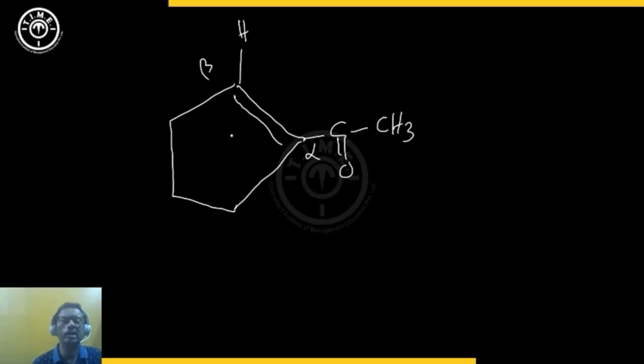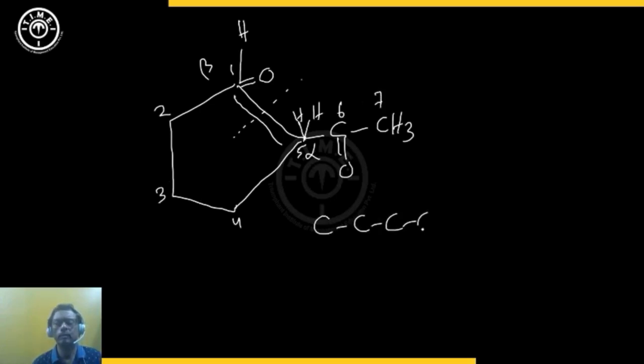We have mentioned that you break the alpha beta bond completely. On the beta, attach a double bond O. On the alpha, attach two hydrogens. So what do you get? You take this as carbon number 1, 2, 3, 4, 5, 6, and then 7. So I'll put here 1, 2, 3, 4, 5, 6, 7.